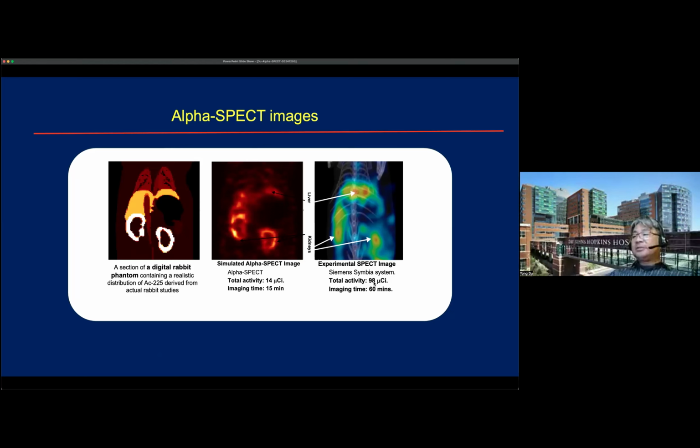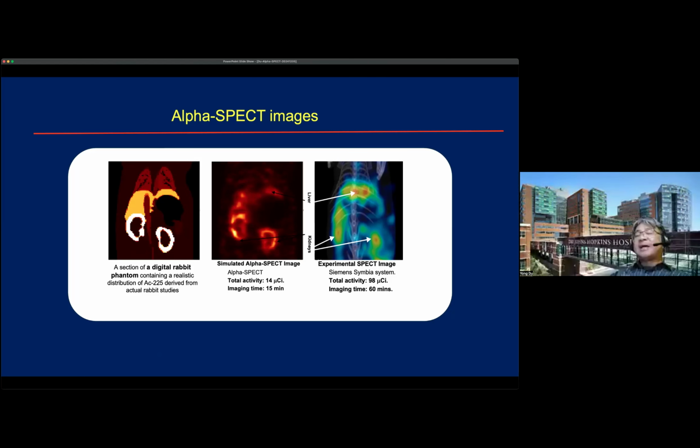Also, if you compare here, this used 100 microcuries and 60 minutes, but this only used about 1/7 of the activity with about 1/4 of the acquisition time. We still get really good image quality compared to a clinical system. So hopefully, once we get this system, we can do more validation with animal and human studies and use it for future therapy clinical trials here at Hopkins.